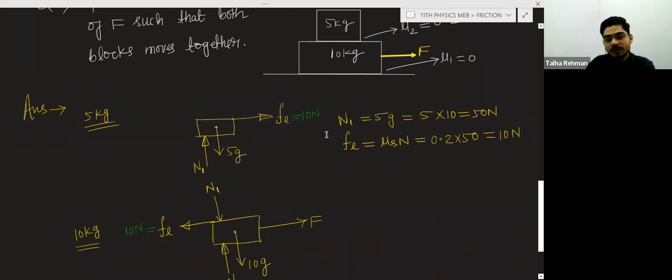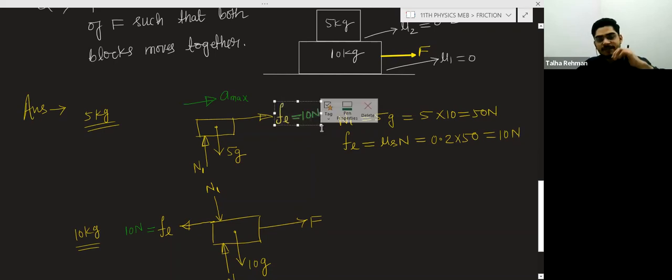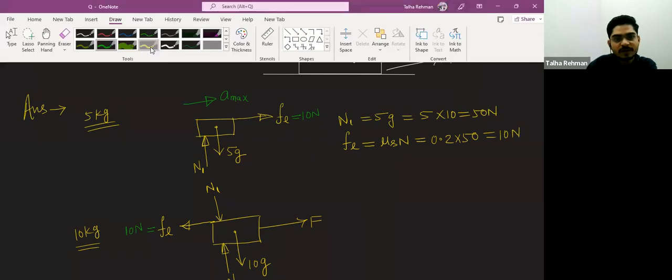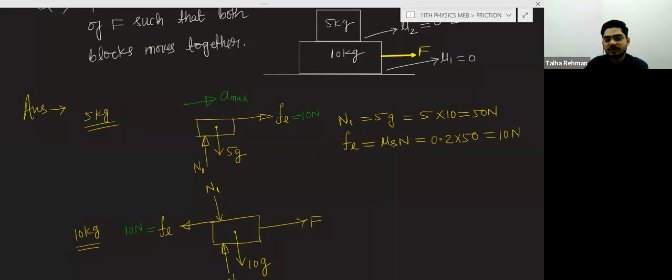So here is only the friction force, and with the help of this friction force, we will calculate the acceleration of this block. Basically, we calculate the maximum acceleration. Why am I saying maximum acceleration? Because here is the limiting friction force, and you want the maximum value of the friction force. From the limiting friction force you will get the maximum value of the acceleration.